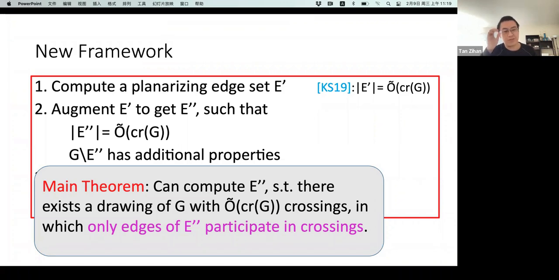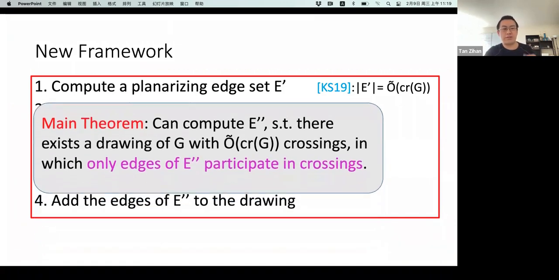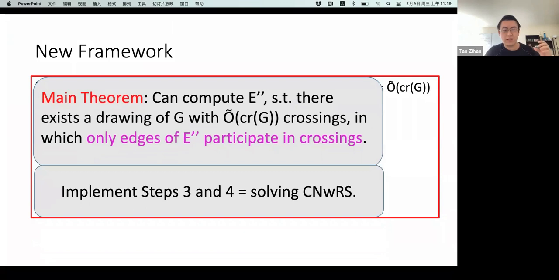CRG cross barrier. And what we have shown in this first work is that after this algorithm for the main theorem, implementing steps 3 and 4 is equivalent to solving an instance of the crossing number with rotation system problem. Okay, and this is what we really mean by the reduction from crossing number to the crossing number with rotation system problem.